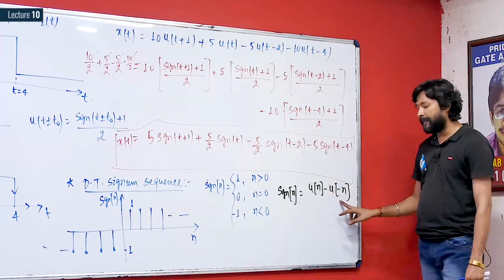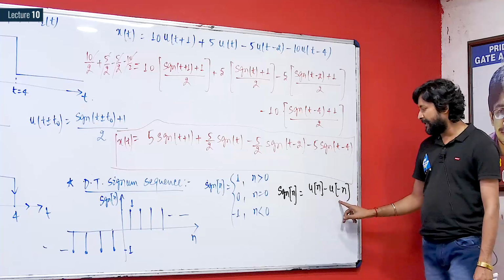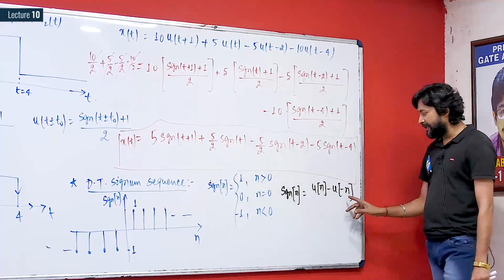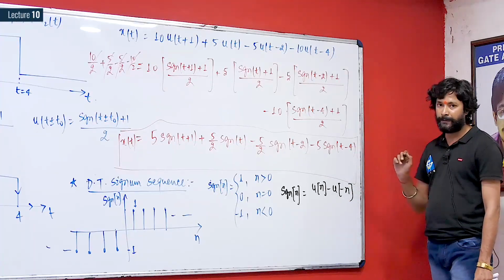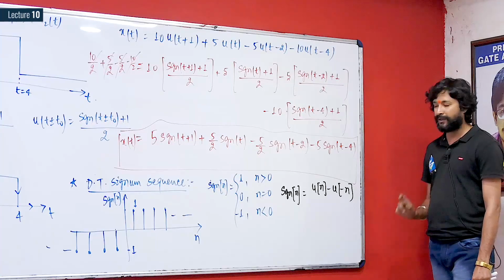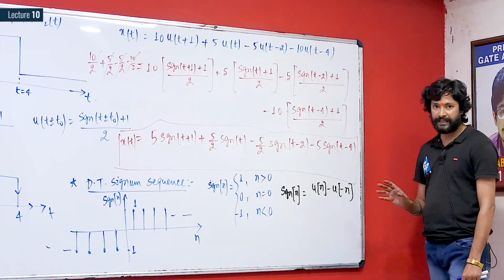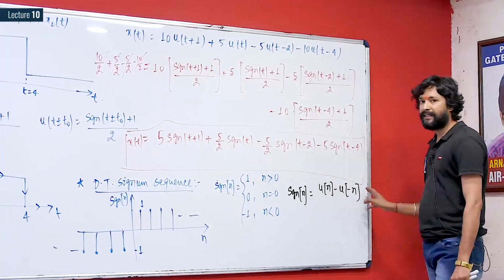So if you are going to subtract, then before n equals 0 this function is 0, so 0 minus 1, the value will be minus 1, as in case of signum. For n greater than 0 this function is 0, so 1 minus 0 you will have value plus 1. But at n equals 0 both of these functions are 1, so 1 minus 1 you will get value 0. So it can be written as u of n minus u of minus n.